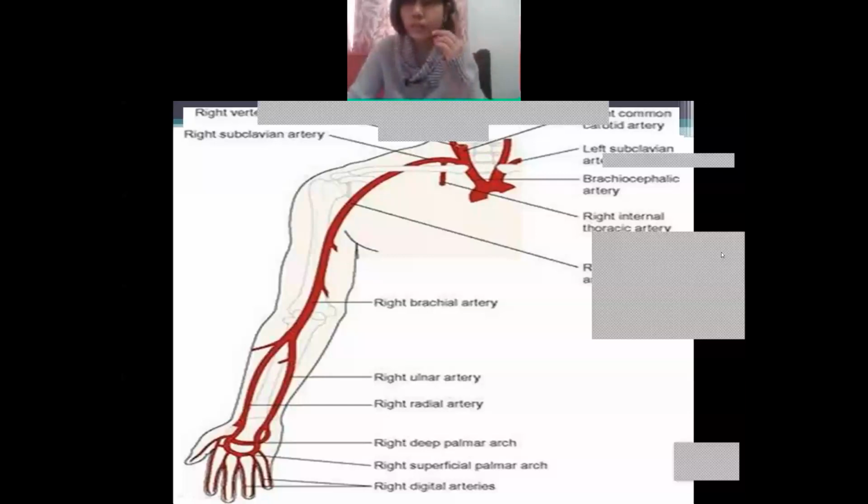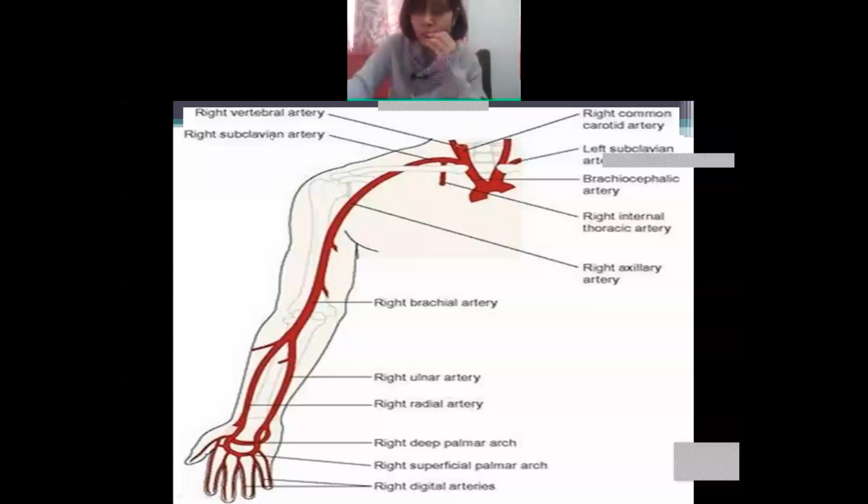Okay, so now let us discuss the subclavian artery. This is the subclavian artery. What does it do? It arises from the brachiocephalic artery. So this is the brachiocephalic artery, this portion. ये जो है उसको बोलते हैं brachiocephalic artery.